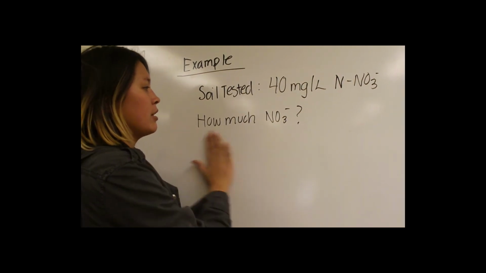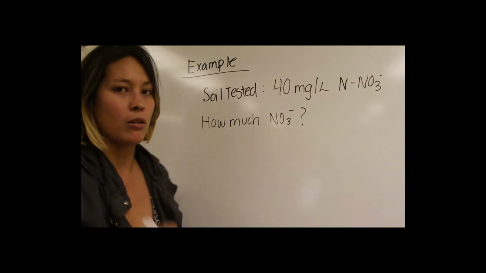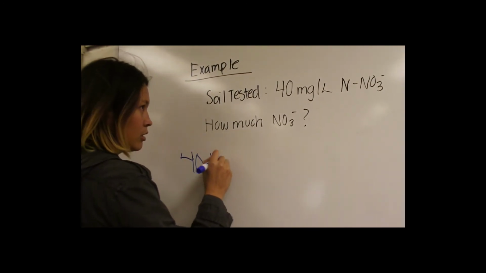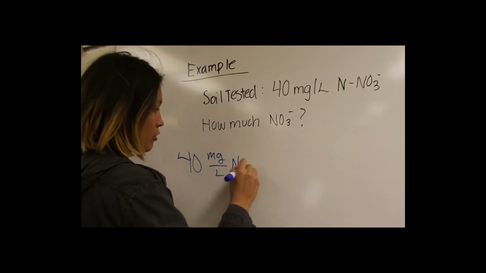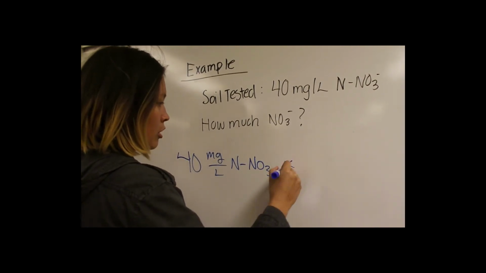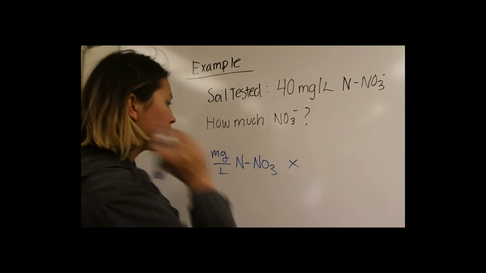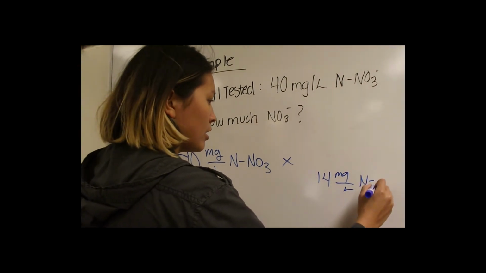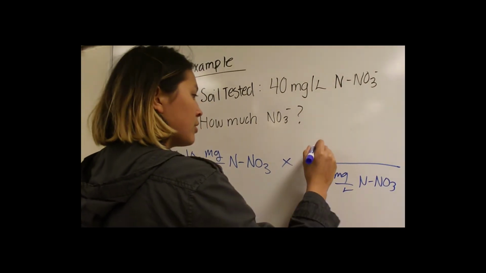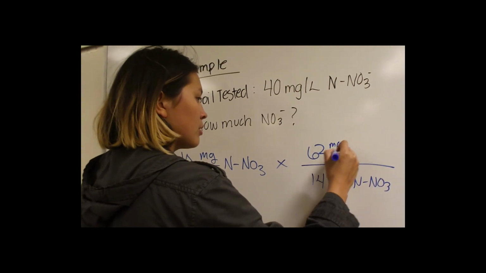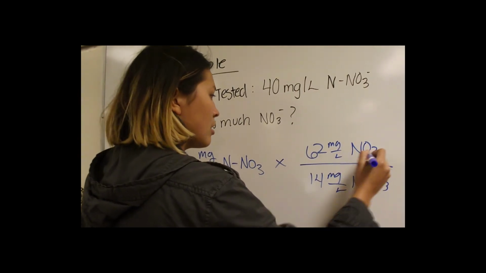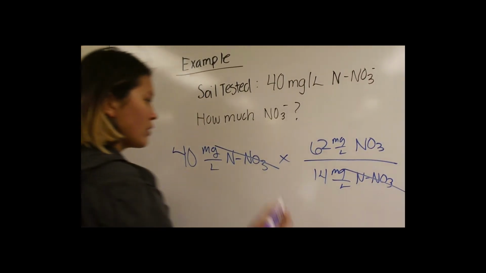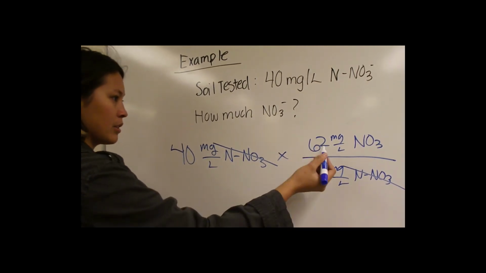Here's an example where the soil tested has 40 milligrams per liter of nitrate nitrogen. The question is, how much nitrate is in that soil? Let's go through this. 40 milligrams per liter of nitrate nitrogen. Use your conversion factor, which we just went over, that there's 14 milligrams per liter of nitrate nitrogen per 62 milligrams per liter of nitrate. You cancel these, and your answer is 40 times 62 over 14.